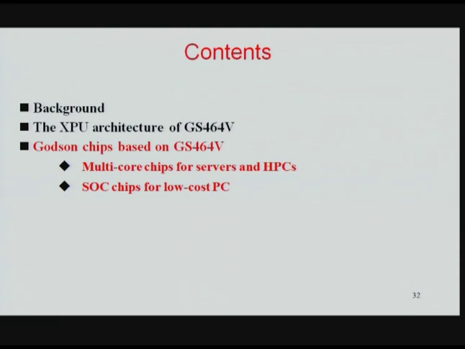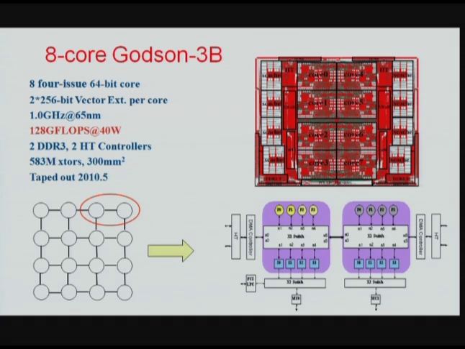Finally, I will introduce some chips based on this architecture, this core. I will introduce multiple core chips and SoC chips for local PC. This is Godson 3B. It's taped out. Now it's in the tester. This is the architecture. It's from a scalable Godson 3 architecture. We have 2 nodes, 2 crossbars, 2 memory controllers, 2 HyperTransport, and it achieves 128 gigaflops at 40 watts.